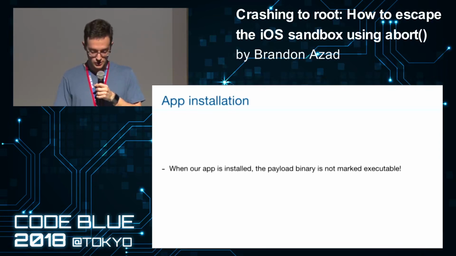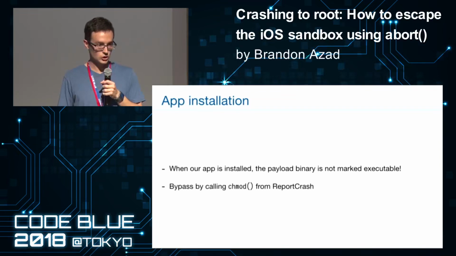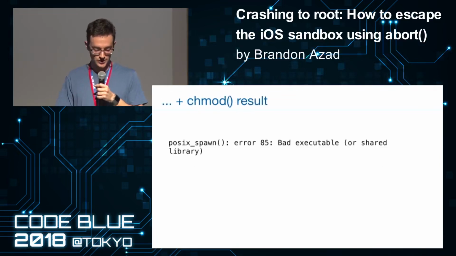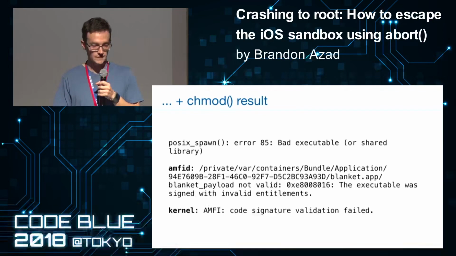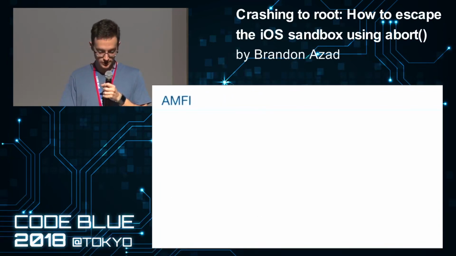So the easiest thing we can do is to simply make ReportCrash call chmod to set the execute permission on our payload. After we do that, we get this equally enlightening error message. This time, we do get extra hints from the device console. You'll see that there are two related entries. The first is amfid claiming that the executable was signed with invalid entitlements. And the second is the kernel. AMFI is saying that the code signature validation failed. So what's going on here?